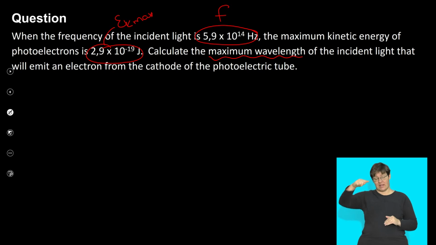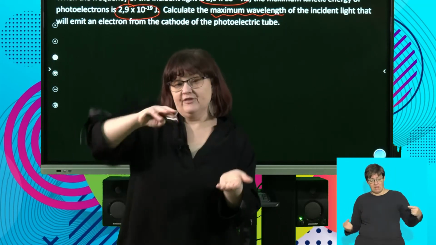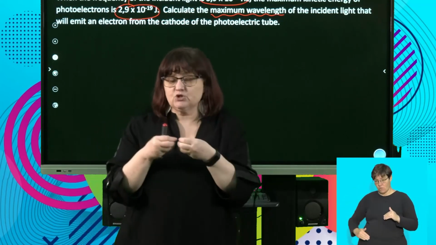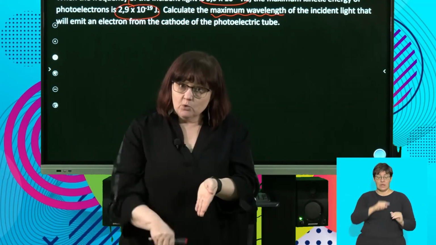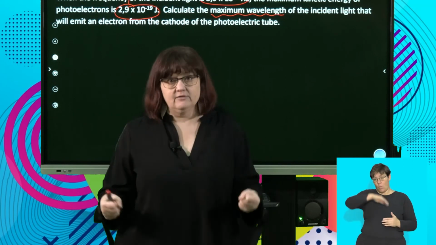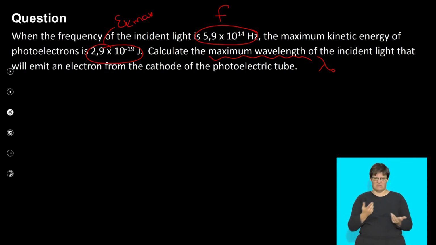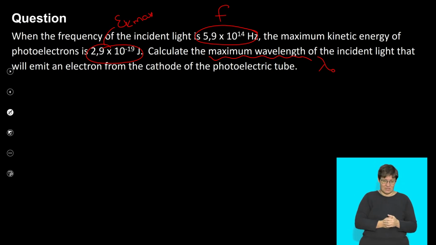Maximum wavelength. We talk about a minimum frequency. Frequency and wavelength are the inverse of each other. So if we have a high frequency, we have a small wavelength. If we have a small frequency, we have a big wavelength. This is asking you for your threshold wavelength. And now you're all going, but we haven't worked with threshold wavelength. Don't worry, that's why we look at the equations, okay?